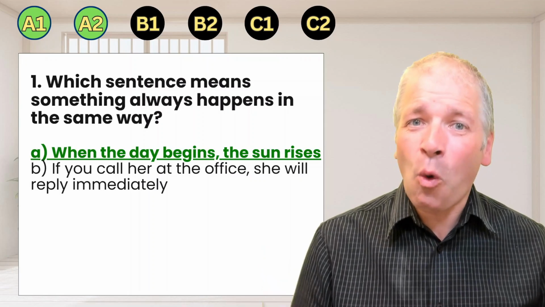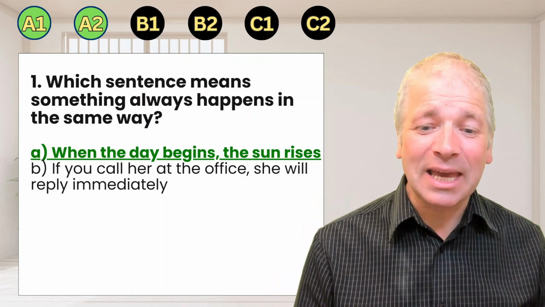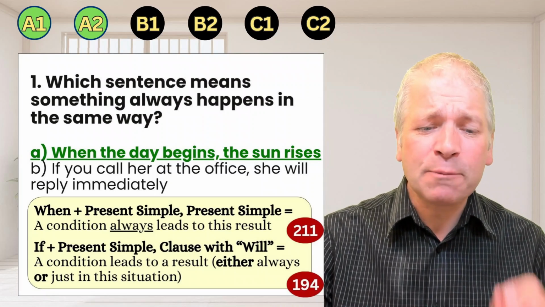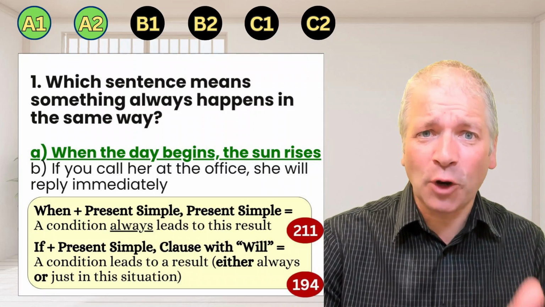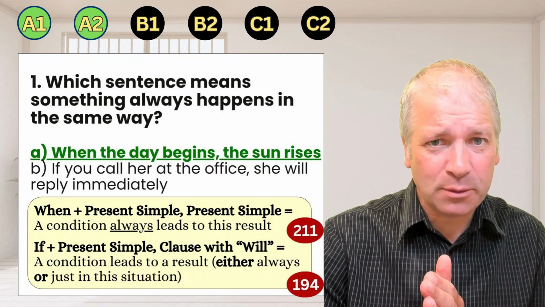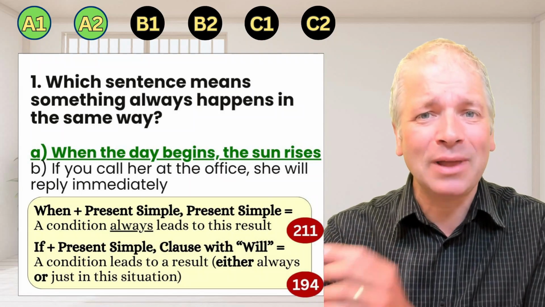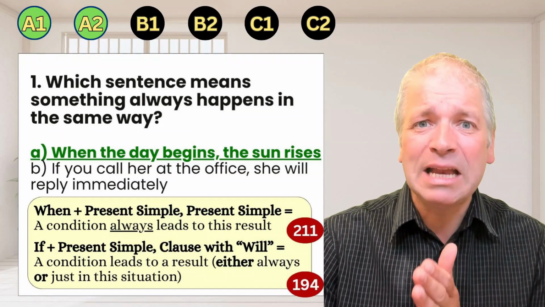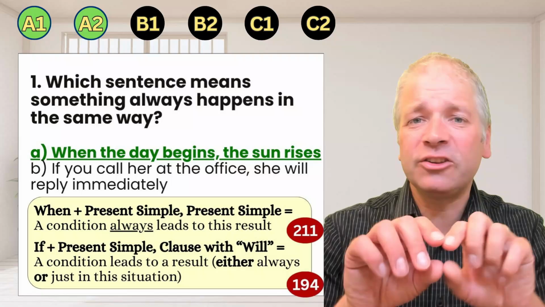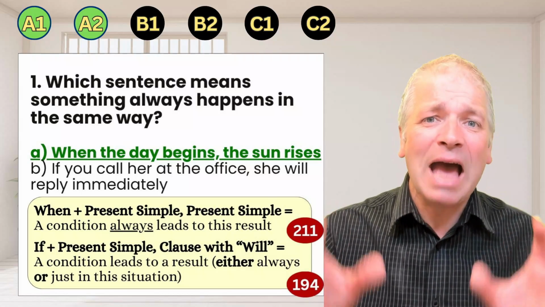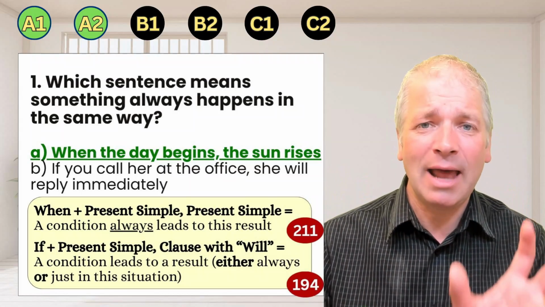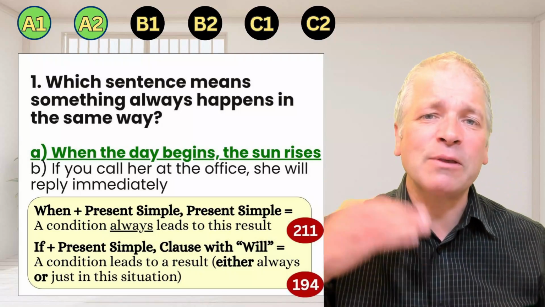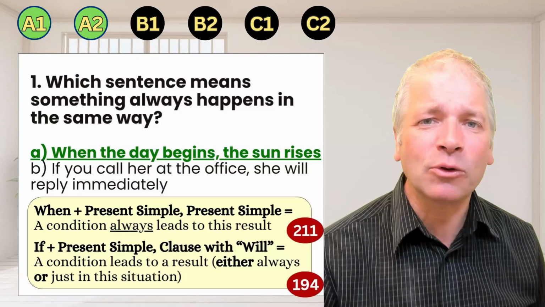And the answer was A. When the day begins, the sun rises. Why is that? Well, it's because when we use when, followed by the present simple in the first clause, and present simple in the second clause, we have a condition that always leads to this result. A conditional sentence has 2 clauses. It has the first clause, which presents the condition, usually, and the second clause, which presents the outcome.